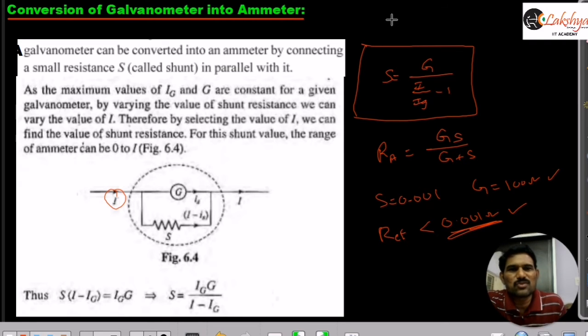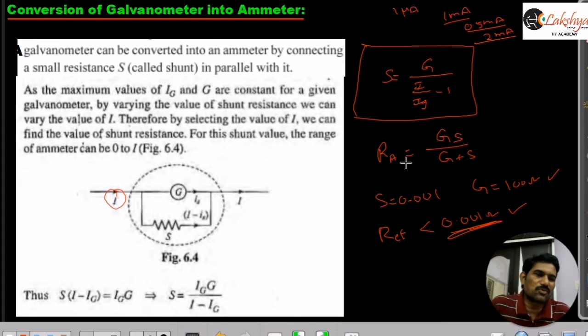Previously, suppose each division on the scale represented 1 microampere, right? Now it may represent 1 milliampere, or it may represent 0.5 milliamperes, or one division may represent 2 milliamperes. So whether it represents 1 milliampere or 2 milliamperes, according to the given resistance or the given range, calibration needs to be made.